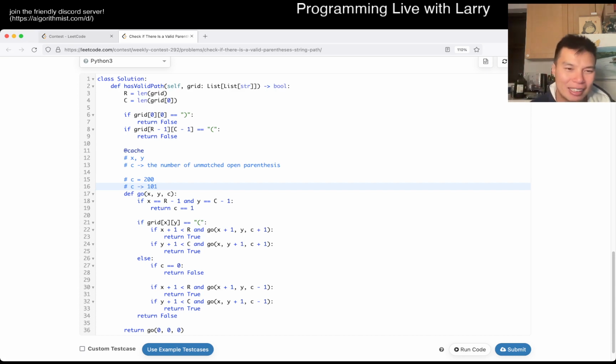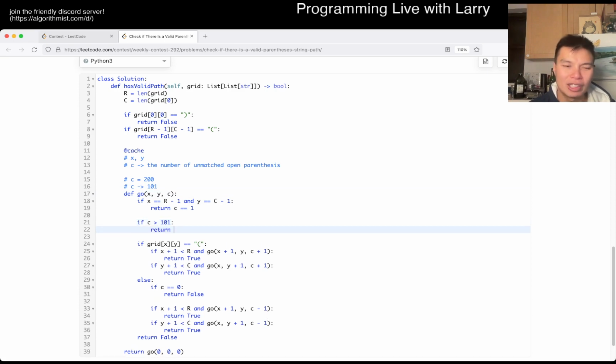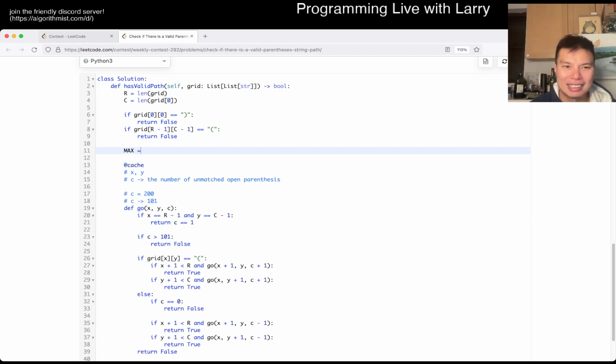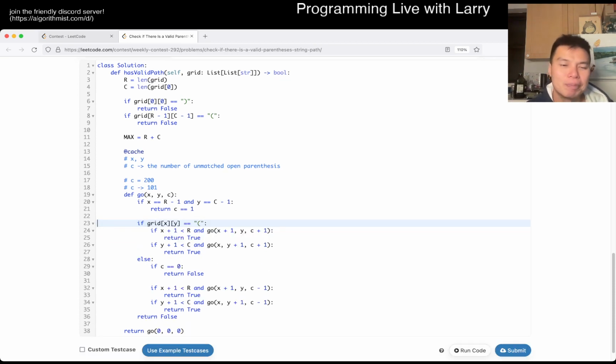So that means that maybe if C is greater than 101, we return false because there's not enough spaces to go back. And actually in theory, you would do something like max is equal to R plus C, and then you do max over 2 or something like that, right? So this allows you to remove some branching. That's just one minor optimization that I thought I did in my head, but it turns out I didn't. But anyway, it's not necessary.